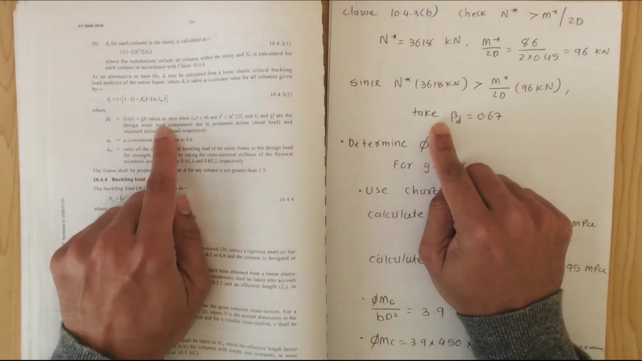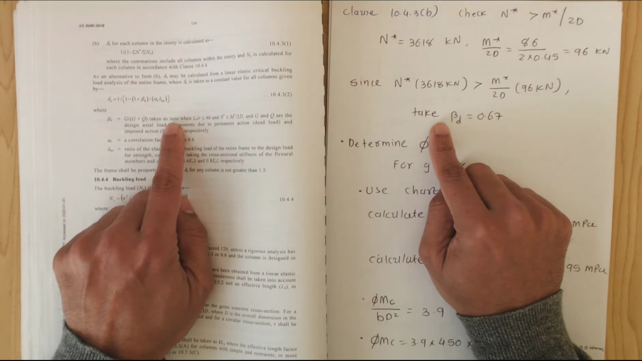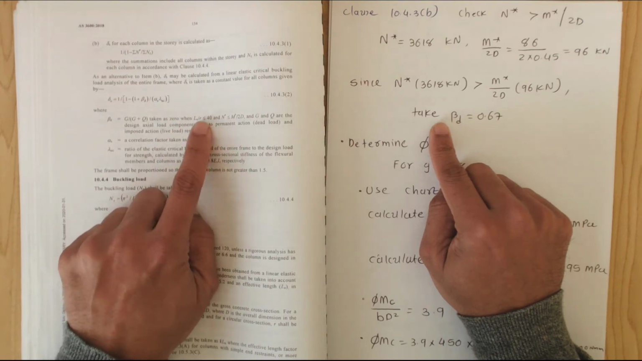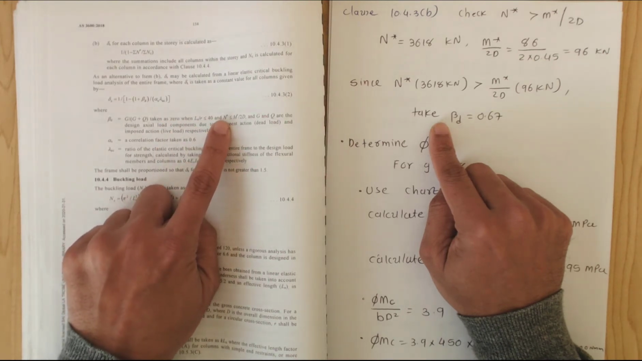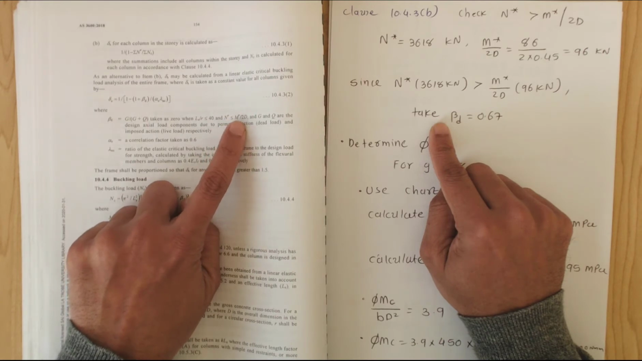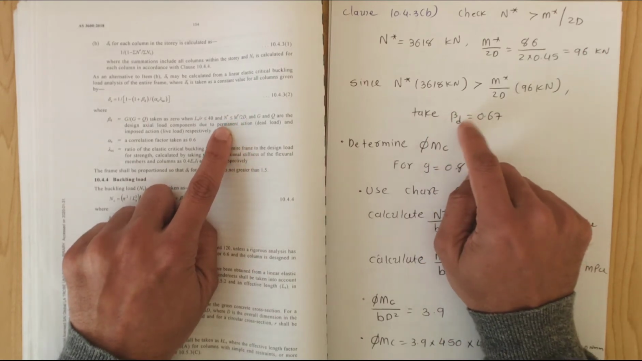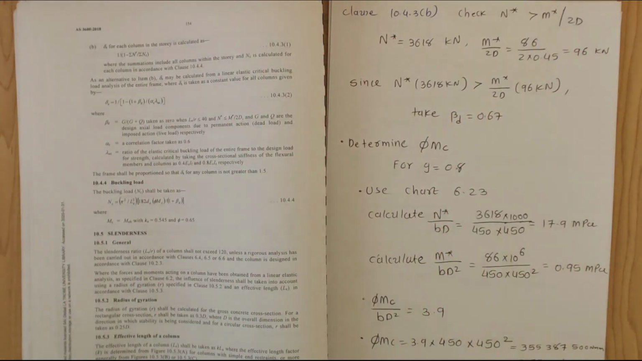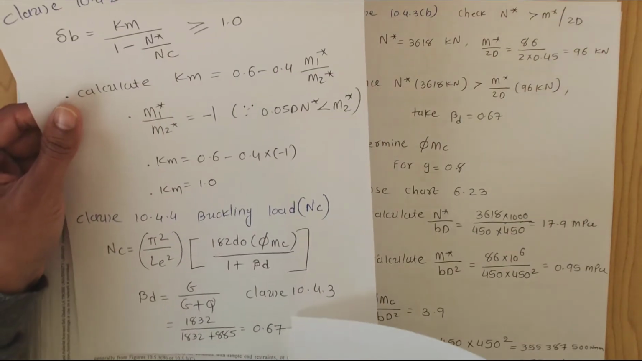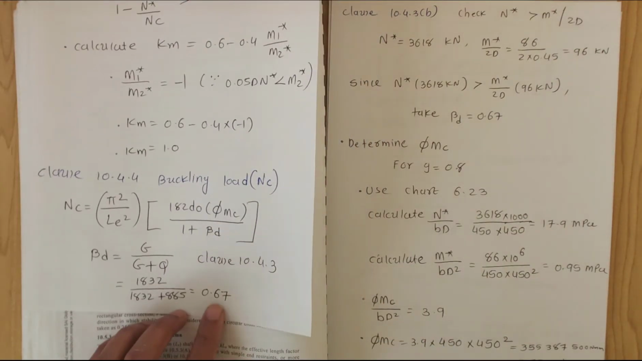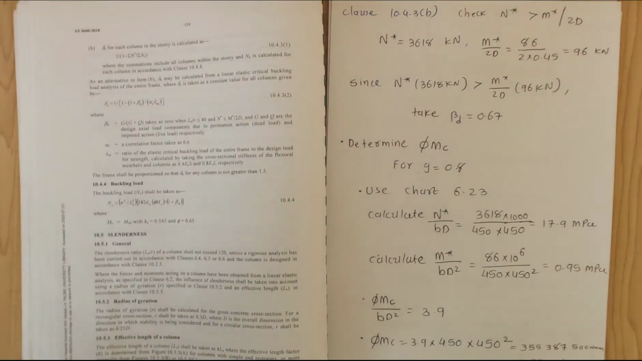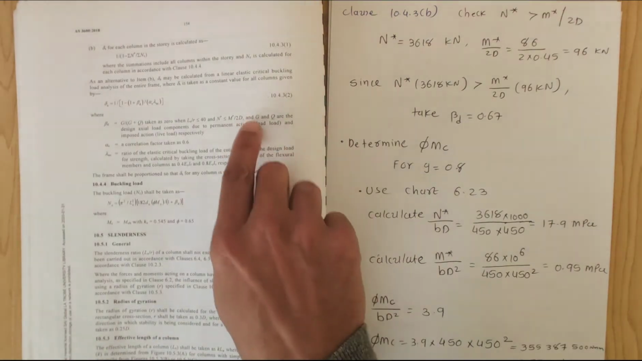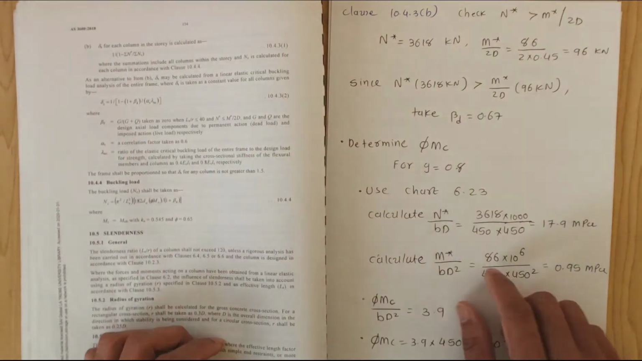So we don't take beta D equal to 0, because this condition has not been met. The condition is N star greater than M star over 2d. In that case, whatever beta D we calculated just now, we just take that beta D equal to 0.67. Otherwise, if both conditions are met, we take beta D equal to 0.